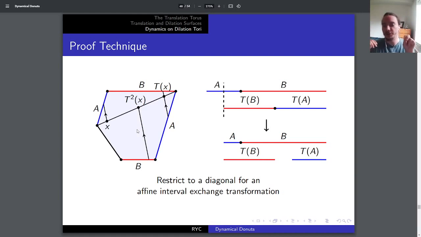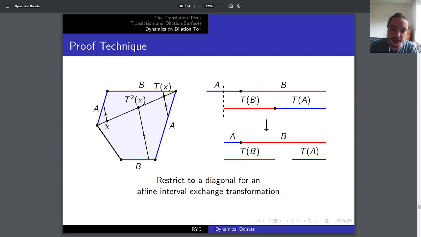So you start somewhere on the line, and then you flow until you hit the line again, and then you flow until you hit the line again, and we define a function based on this. And we can represent this function as something called an affine interval exchange transformation. So this is an affine interval exchange transformation. It's just a function that takes your interval, breaks it into pieces, reorganizes them, stretches them and shrinks them, and puts them all back together. Okay? So that's what's happening here.